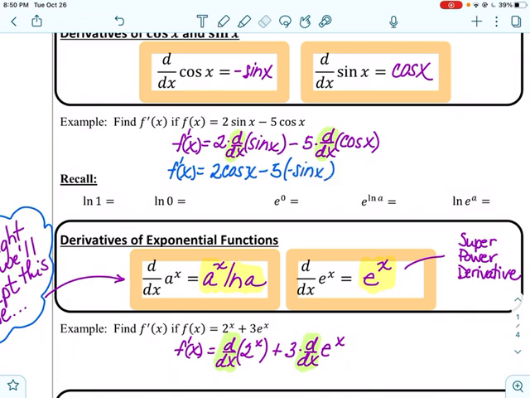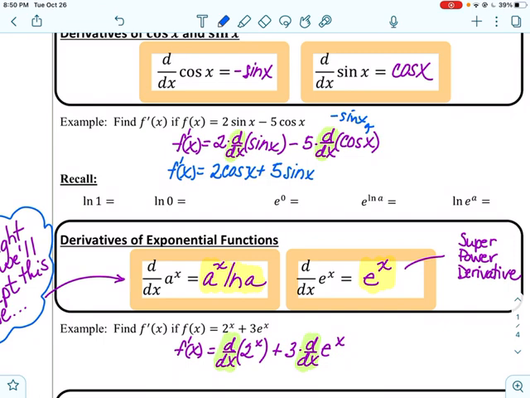So instead of doing another line, I'm just going to make that then plus 5 sine x. Because that was negative sine x for the derivative of cosine, so minus 5 times negative sine x is plus 5 sine x. Okay, there you have it.